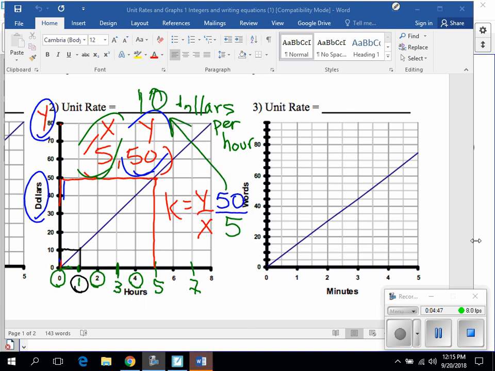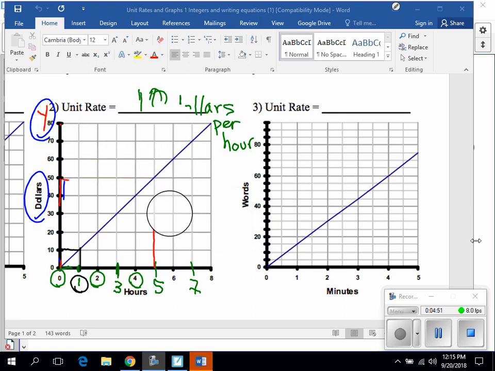The only point you cannot choose on this line is the point 0, 0. Let me show you. If we were to choose this point, 0, 0, the origin, that right there is 0, 0, the origin.